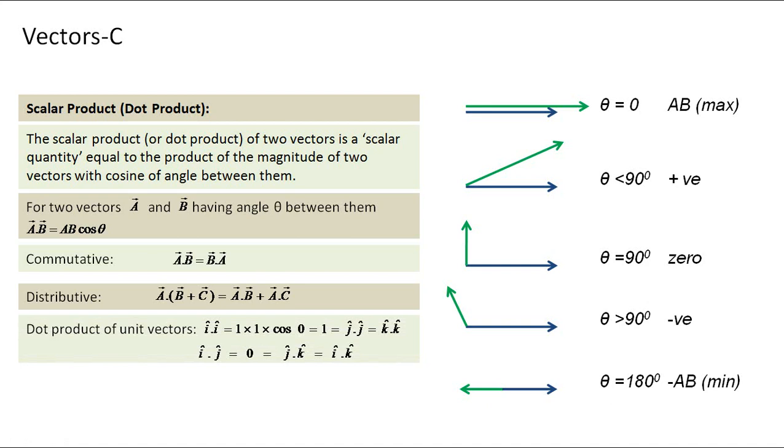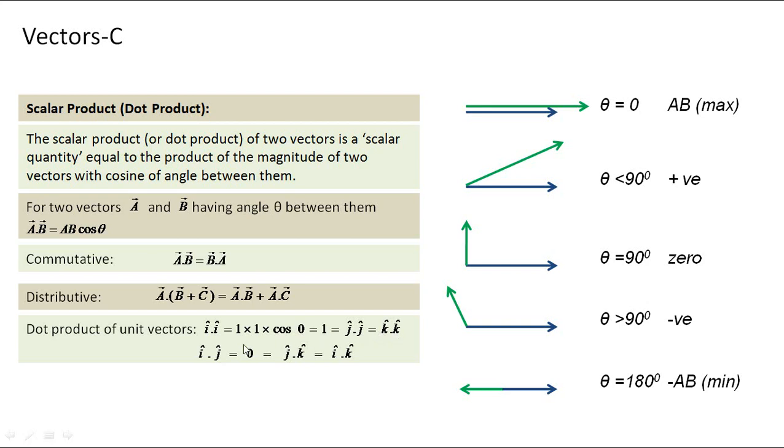What if the two vectors involved are unit vectors? What will be i cap dot i cap? The first vector is i cap, the second vector also is i cap. The result is the magnitude of the first vector times the magnitude of the second vector times the cos of the angle between them. The angle is 0, so that is cos 0. The result is 1. So if the two unit vectors are the same, the result is 1. The same is the case for j cap dot j cap or k cap dot k cap.